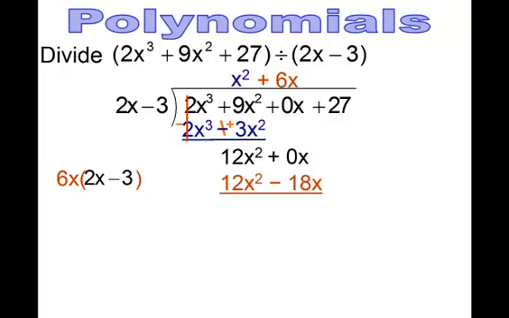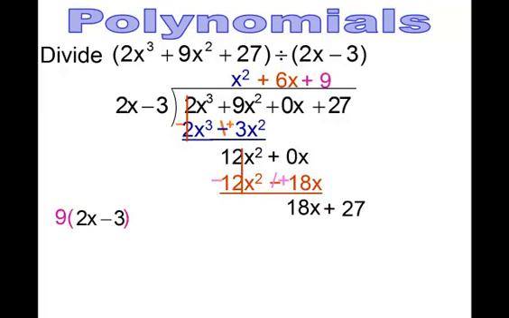I'm multiplying it all the way through. I get 12x squared minus 18x, and then I'm going to change the signs. The first piece will cancel. I get a positive 18x, and I bring down the next piece, which is 27, and I'm multiplying by 9 to get that 18x. I distribute it all the way through.